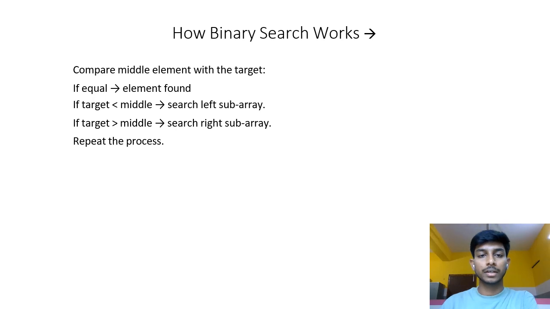Here, compare the middle element with the target. If they are equal, the element is found and we return the mid element index. If the target is less than the mid element, search in the left subarray. If the target is greater than the mid element, search in the right subarray. Repeat the process until the element is found.